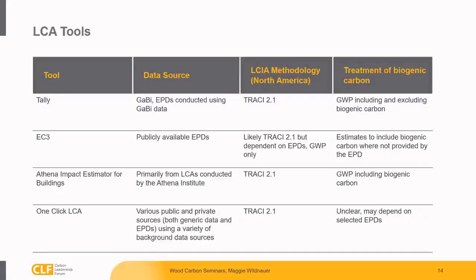EC3 has publicly available EPDs. Usually the EPDs are referring to Tracy 2.1, but that could change depending on the EPD's year of release. And it made estimates to include biogenic carbon if it wasn't provided by the EPD. Athena includes biogenic carbon in their EPDs, while One Click LCA uses a variety of background data sources. I actually have not used this tool. I haven't used most of these tools because I use GaBi, but it seems a little bit unclear whether they do or do not include biogenic carbon, although I imagine that they make some estimates to include it where needed so that they can have consistency across their data.